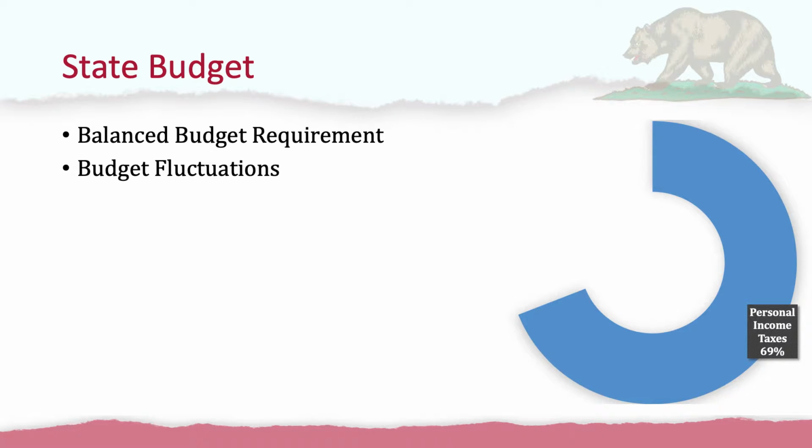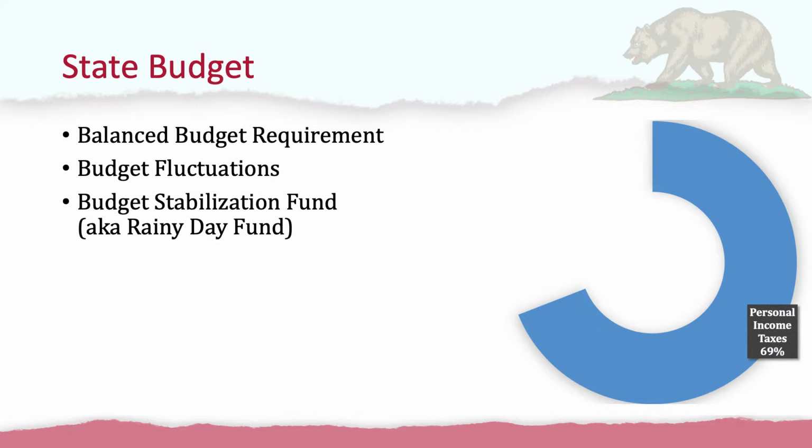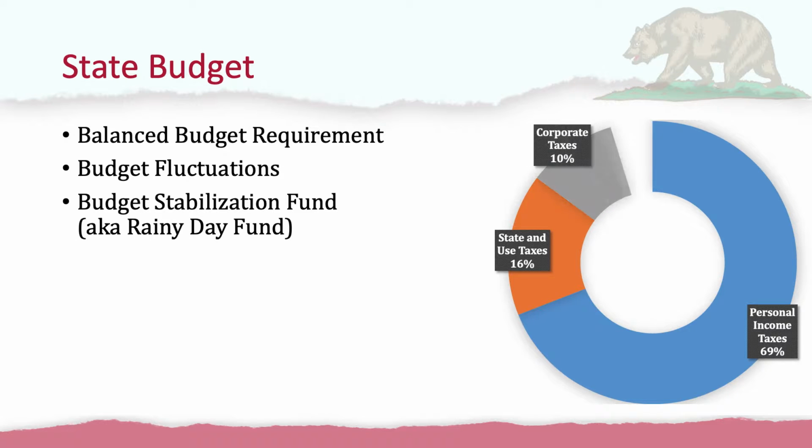To counteract this overall trend, California maintains a budget stabilization fund, often called a rainy day fund, into which the state puts a portion of tax revenue collected every year and from which the state can draw in economic downturns. The other major sources of state revenue include sales and use taxes, which comprise about 16% of state tax revenue, corporate taxes, which comprise about 10%, and all other taxes, which at the state level comprise a little less than 5% of revenue.